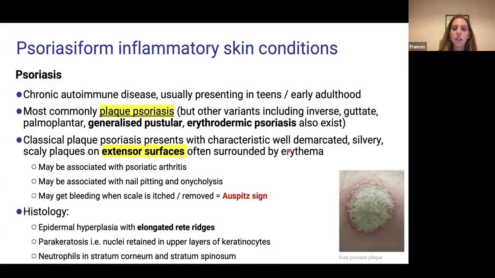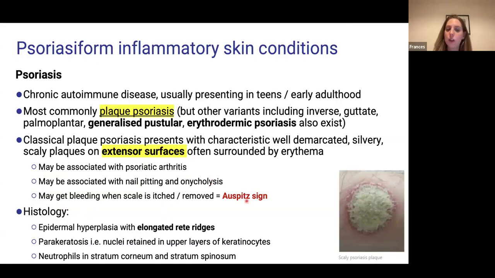So plaque psoriasis is really going to have these very, very well-defined silvery scaly plaques on the extensor surfaces. So as I said, elbows, knees are good ones to think about. You may also get arthritis. You may also get nail changes, so nail pitting and onycholysis. So onycholysis is this process where essentially the actual nail plate itself is separating from the nail bed underneath, and it's a painless process, but it's quite a typical feature of psoriasis.